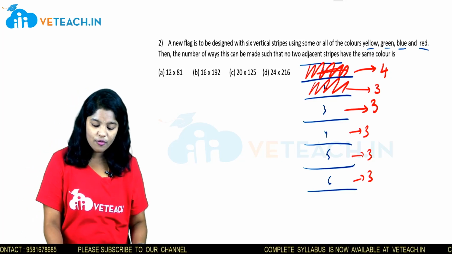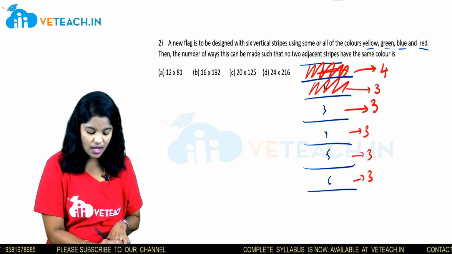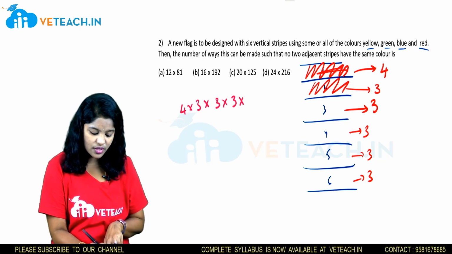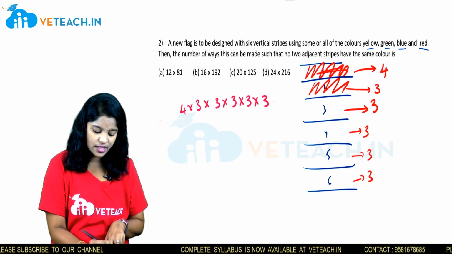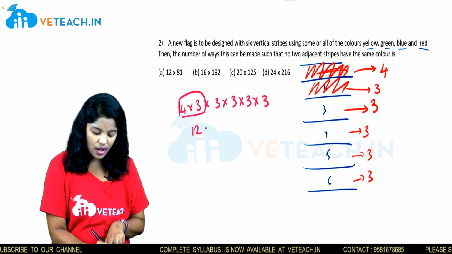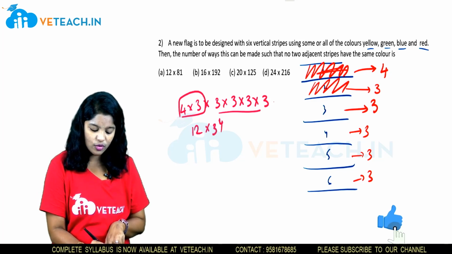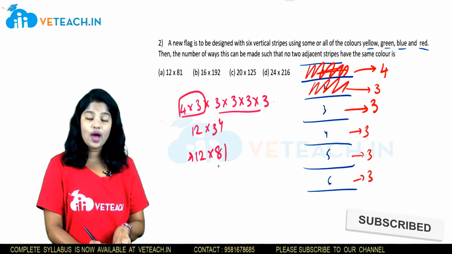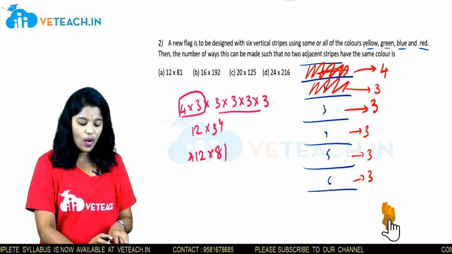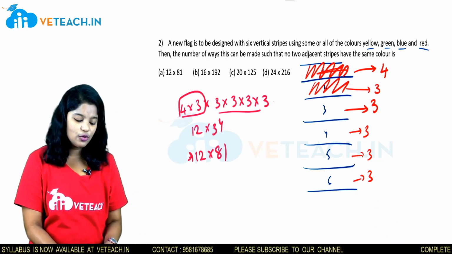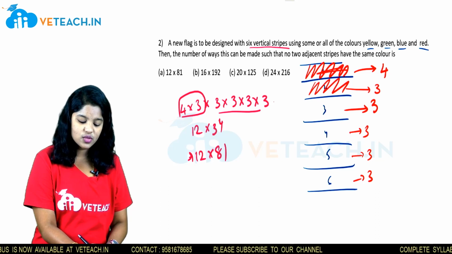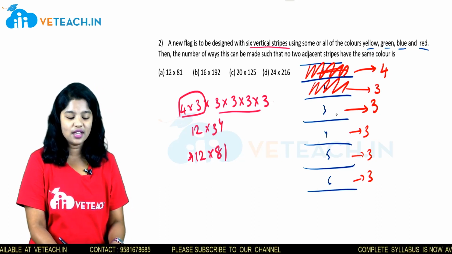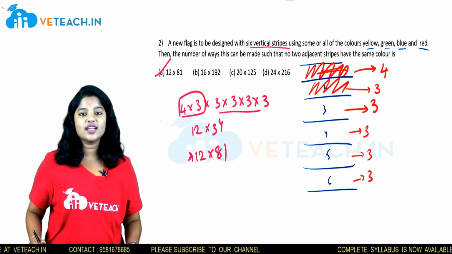Now the total number of ways of coloring the stripes is 4 into 3 into 3 into 3 into 3 into 3. So 4 3s are 12 into 3 power 4, that is nothing but 12 into 81 ways. So in 12 into 81 ways we can design a flag such that there will be 6 vertical stripes and the adjacent stripes will not have the same color. So option A is our correct answer.